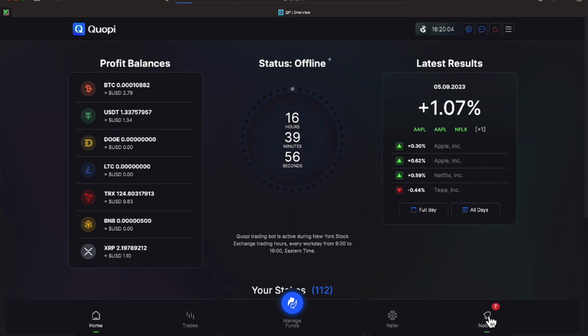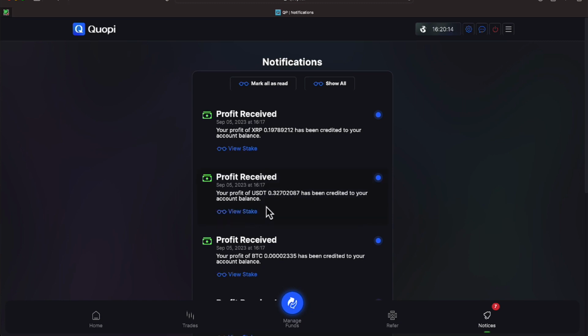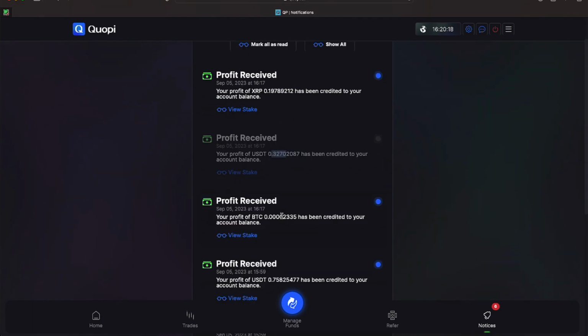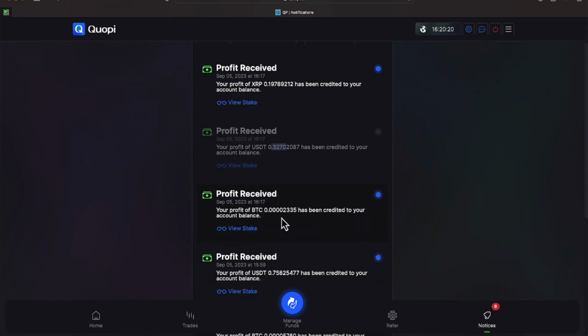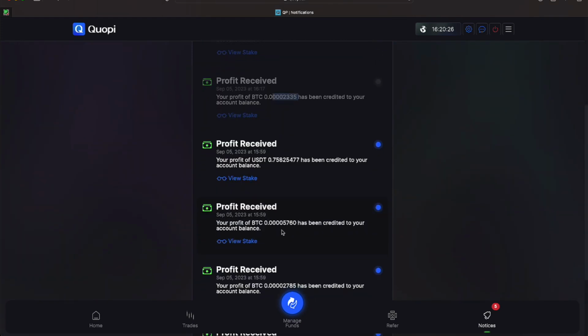So now if we click over here on notices, everyone, we'll see profits received. There's XRP of a 0.19 that was received, and we also received some profit for USDT. We got 32 cents right here, everyone. And then the next item, we received Bitcoin. Do not know that amount of Bitcoin without punching it into Exodus to find out.